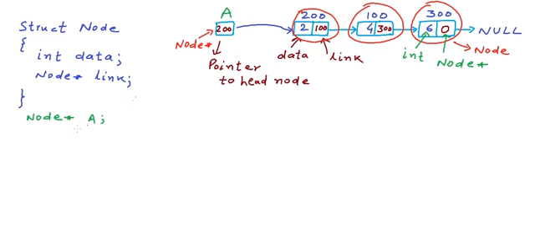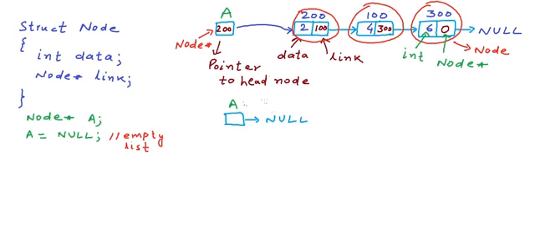Initially, when the list is empty, when there is no element in the list, this pointer should point nowhere. So we write a statement something like a is equal to null to say the same. With these two statements, we have created a pointer to node named a, and this pointer points nowhere, so the list is empty.